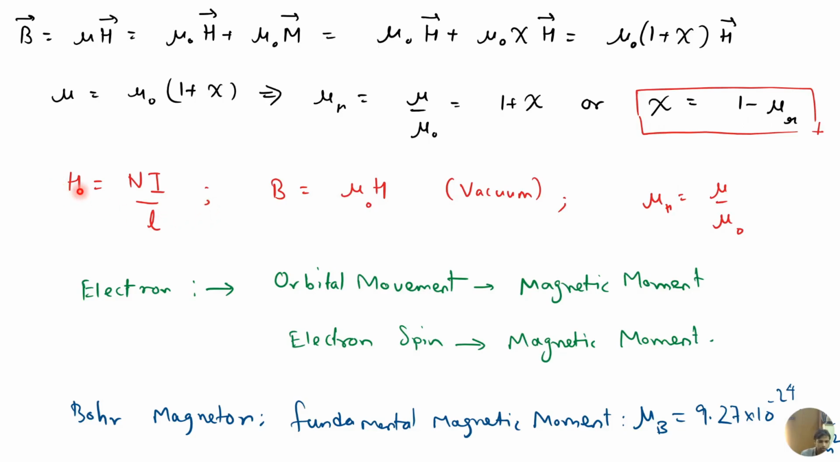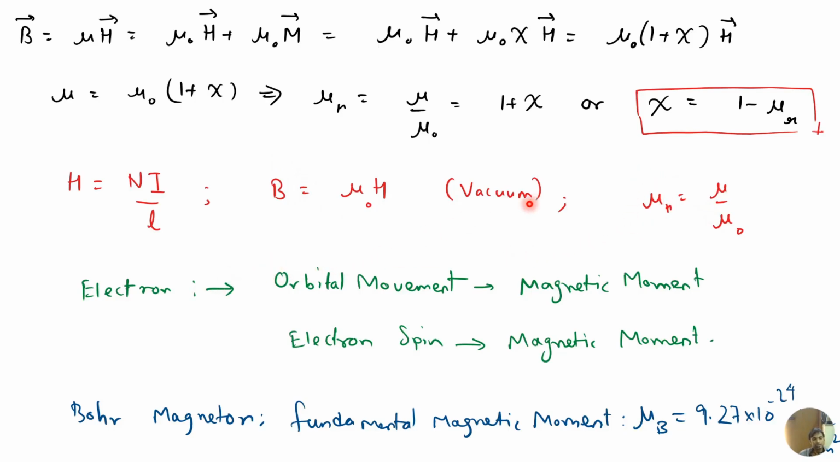So in case of vacuum, we saw that H equals n i over l, and B equals mu naught H, and mu r is mu over mu naught. So when we know these quantities, H is what we probe experimentally; we can subject a material to this H field. B is what we develop by virtue of this mu r.